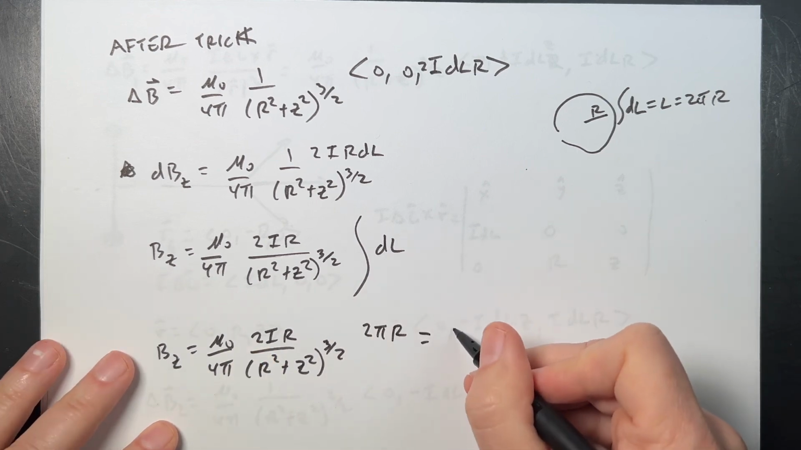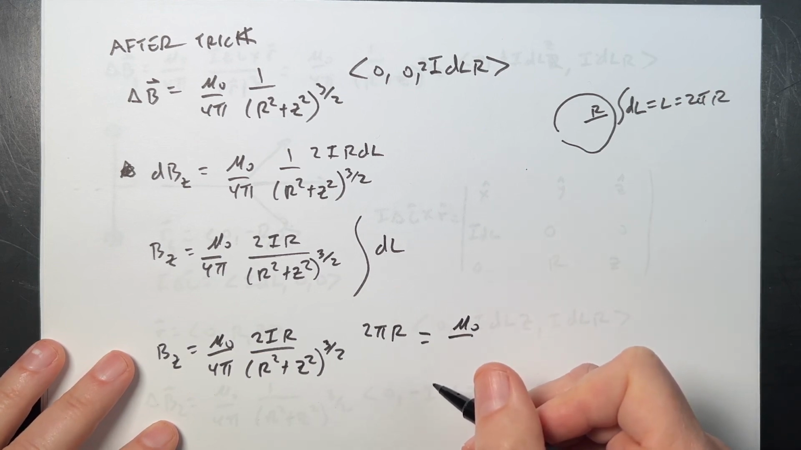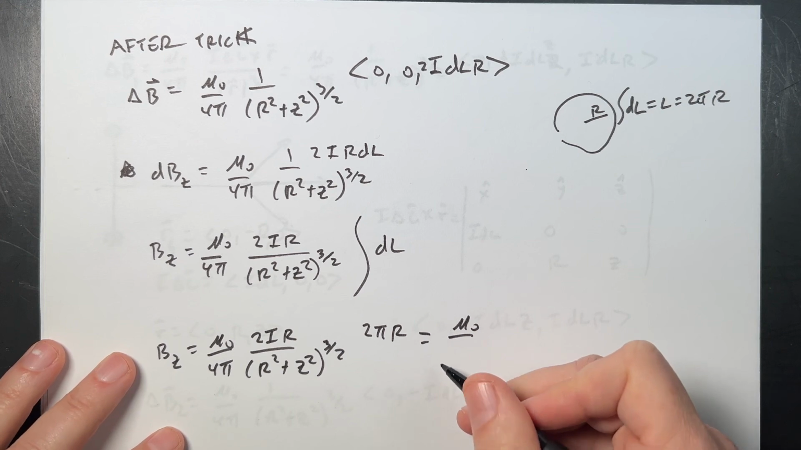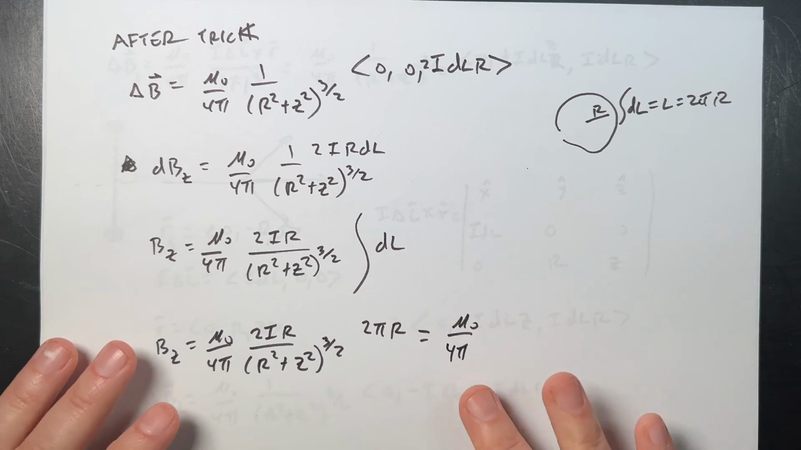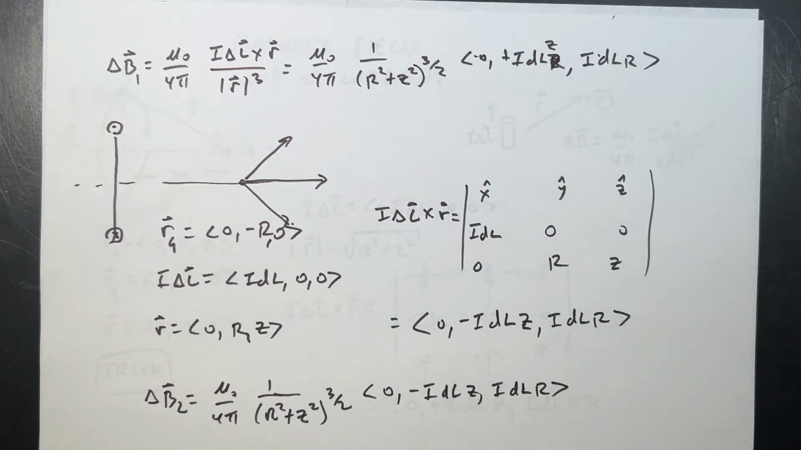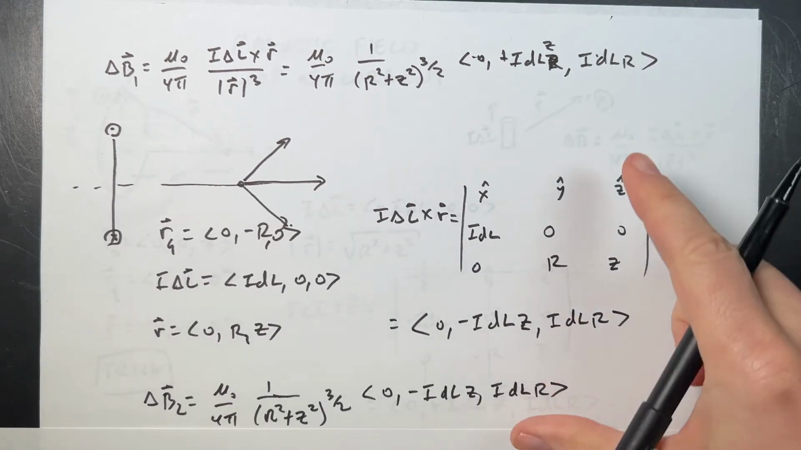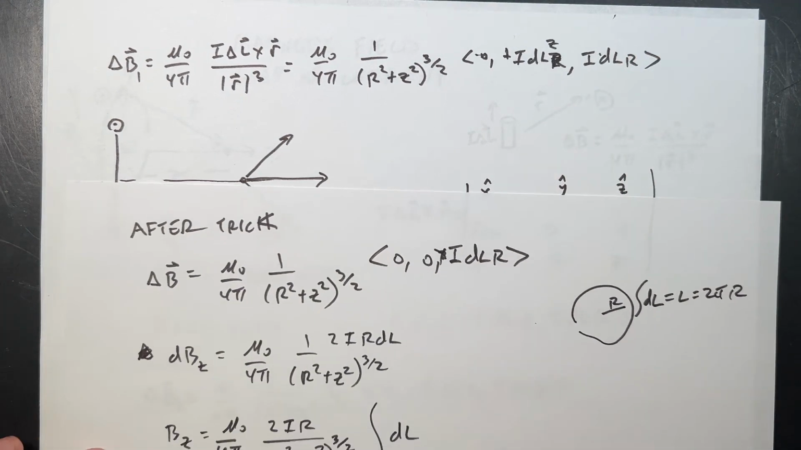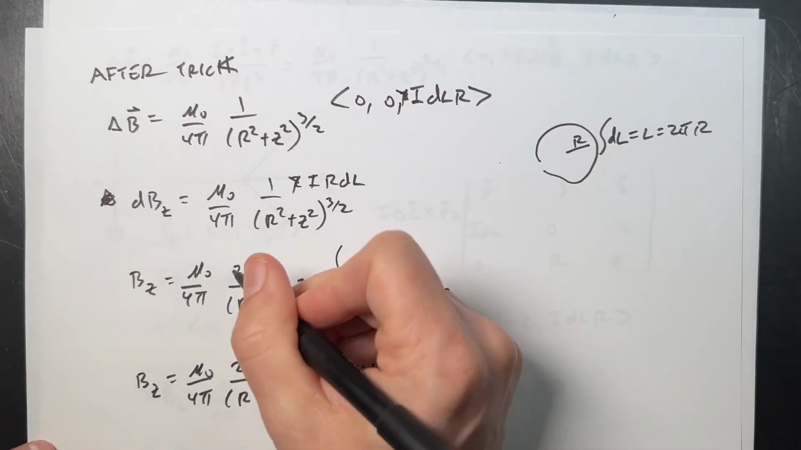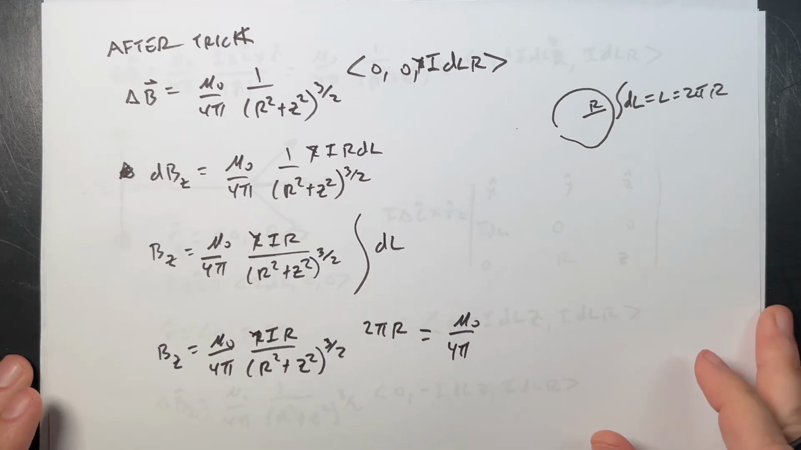I get mu naught over 4 pi. Oh, I don't get the 2. Okay, there's not a 2 there, because yes, once I add these two pieces, but when I'm integrating, the only thing that survives is that. So this is not going to have a 2 there. Okay, sorry, I'm making a lot of mistakes.